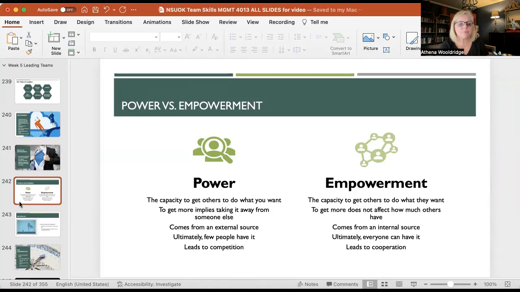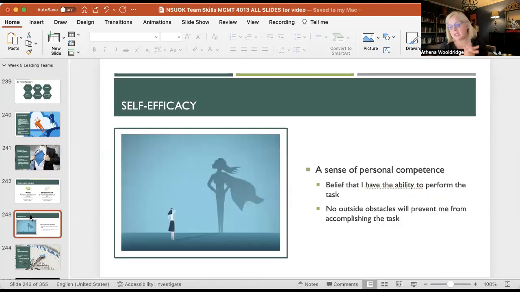All right. So what is self-efficacy? Well, this is a sense of personal confidence. Do I believe in myself and that I have the ability to perform the tasks?